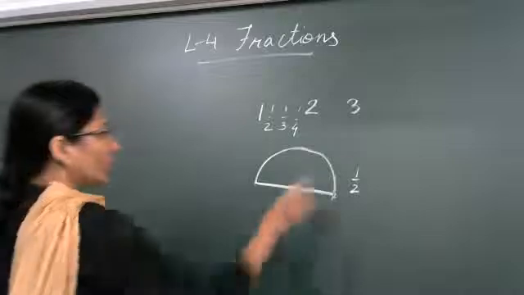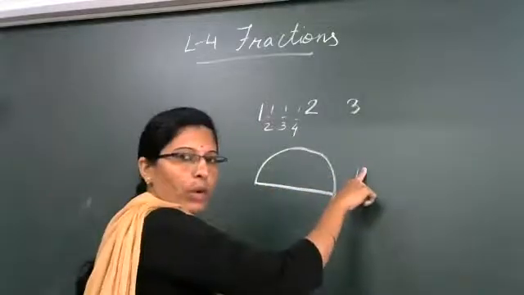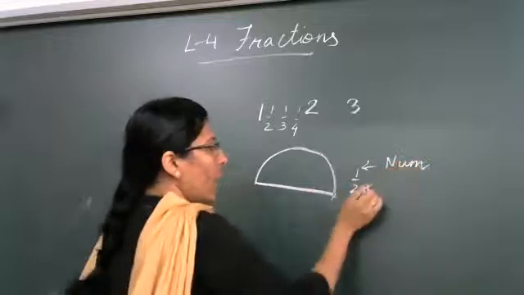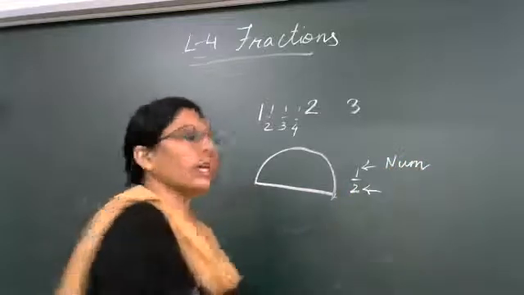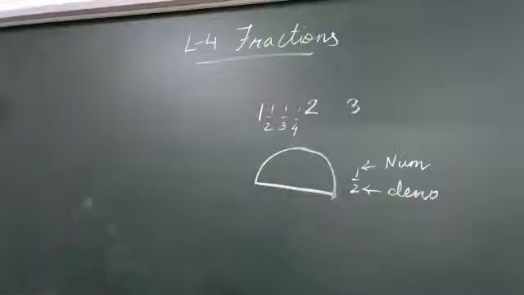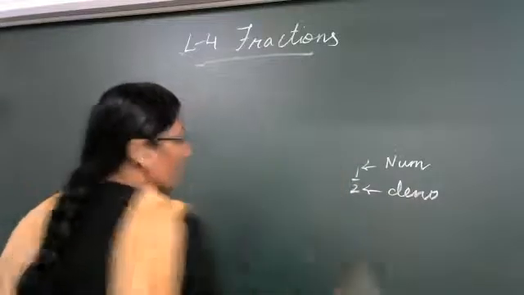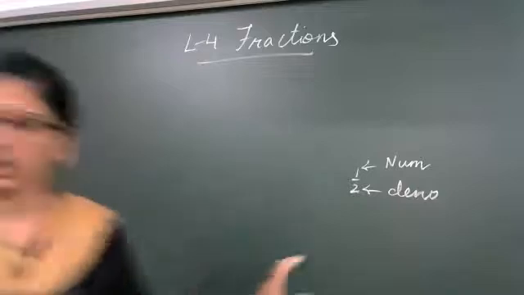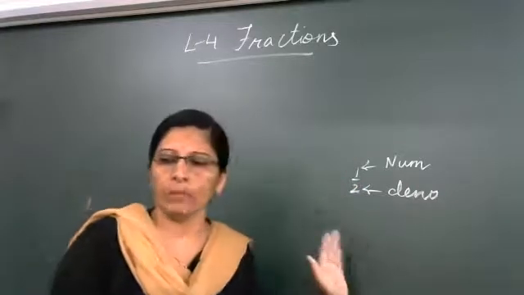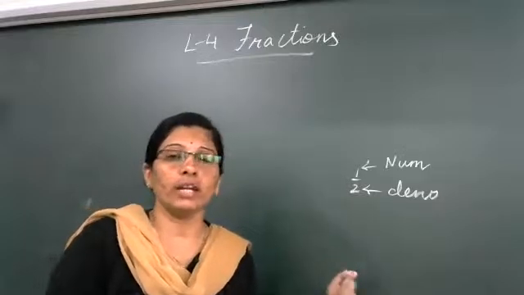Okay, now we know that fractions are written in two terms. The upper one is the numerator and the lower one is the denominator. So numerator and denominator, these are the two terms. Now depending on the numerator and denominator, the fractions are divided into types.